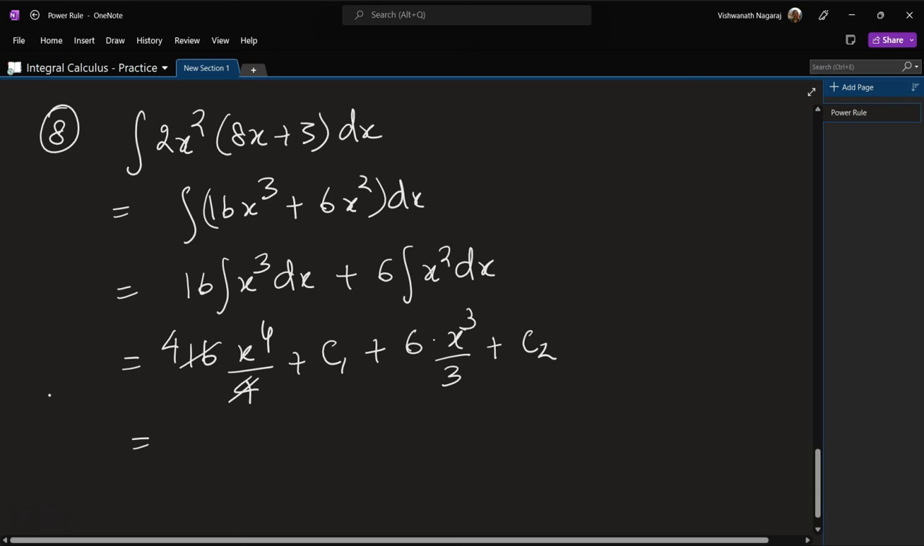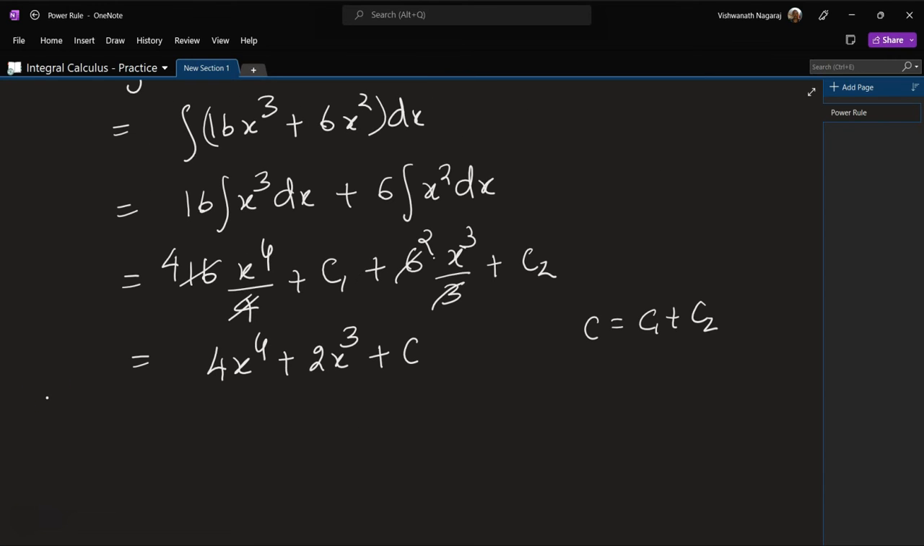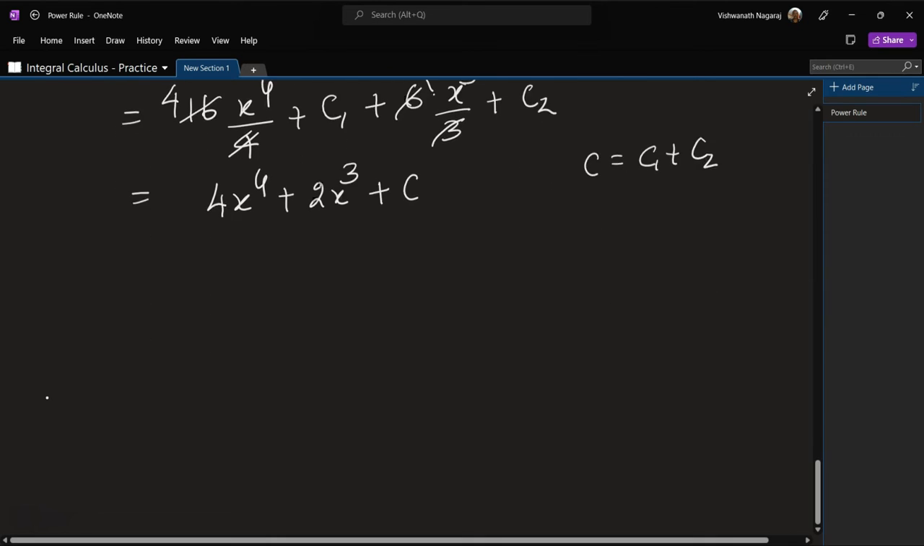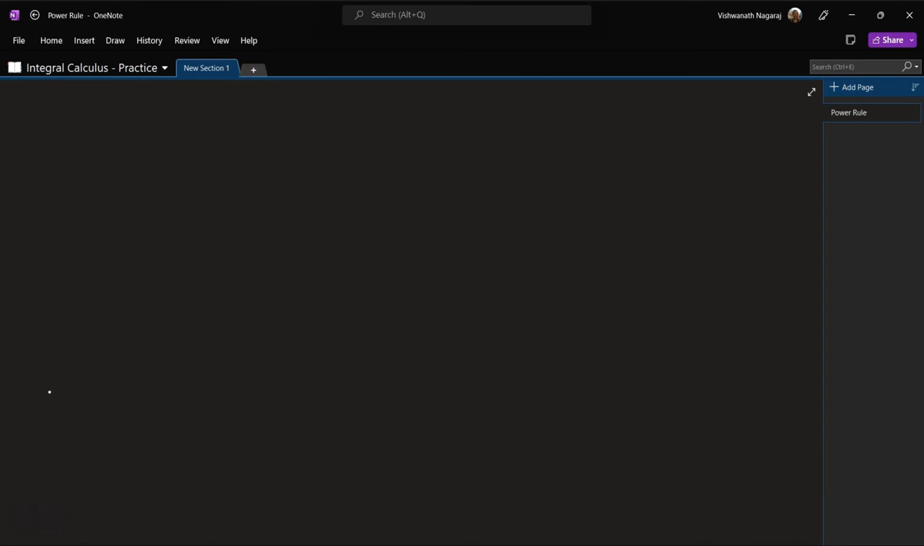4 fours, 3 twos. So we have 4x to the power of 4 plus 2x cube plus c, where c is equal to c1 plus c2. Yes. Or what you can do, instead of writing c1 and c2, you can leave it aside, but without fail, in the end, you should add a constant of integration.